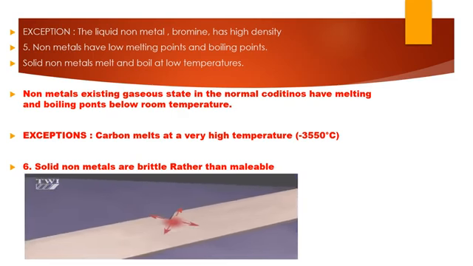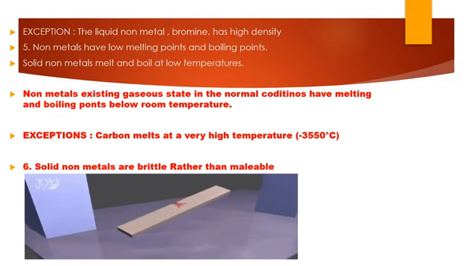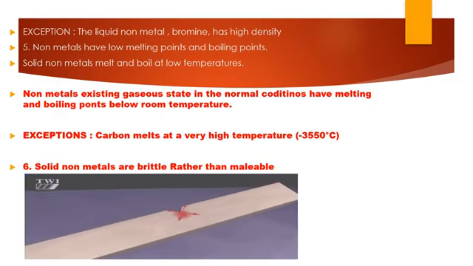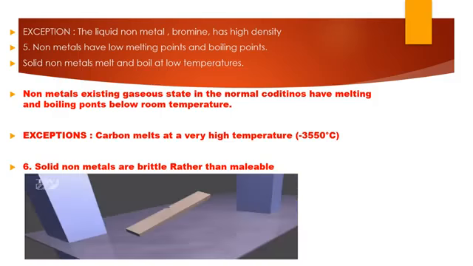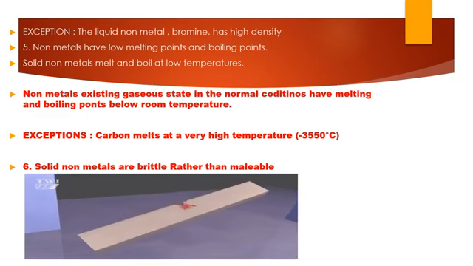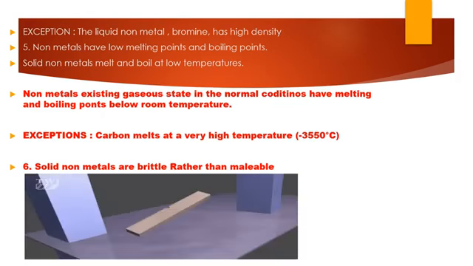Here also we have some exceptions. Carbon melts at very high temperature. So the property of non-metals is a low boiling point, but carbon has a very high melting point. The sixth point is solid non-metals are brittle rather than malleable.